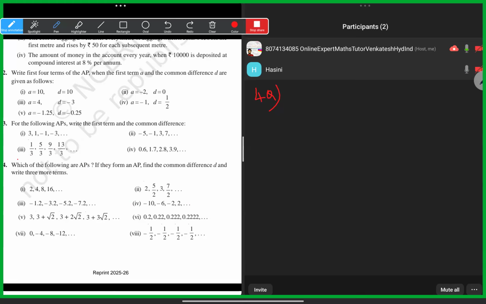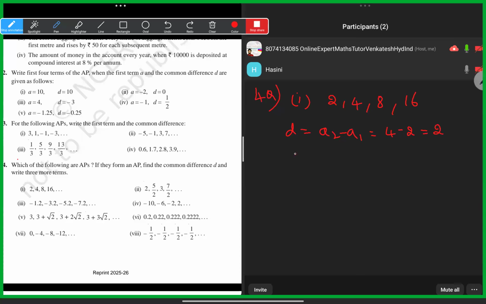So how to confirm whether that is in AP, we need to find out at least 2 common differences. A2 minus A1, A3 minus A2, A4 minus A3, like that. 2 or 3 common differences. If you find out for the given terms and they come equal, then they are in AP. So for the fourth question, first one we'll do it. 2, 4, 8, 16. So first common difference I'm checking. D is equal to A2 minus A1. 4 minus 2, how much? 2. That is correct.